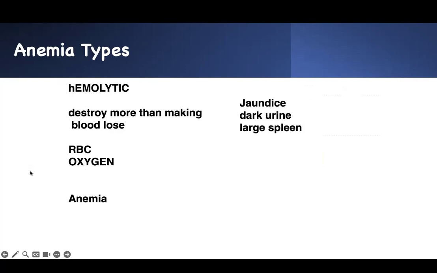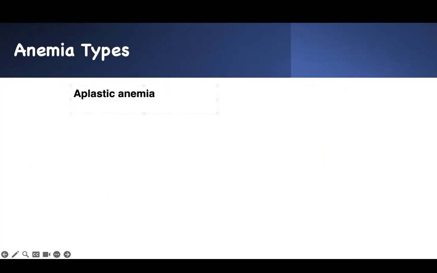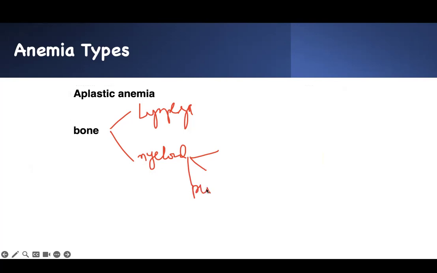The next one is aplastic anemia, but it's not actually just anemia. Whenever you hear about aplastic anemia, think about bone marrow. The bone marrow has two cell lines. We have cells of myeloid origin, and then we have some of lymphocytic origin. The myeloid ones will give you platelets, red blood cells, and white blood cells. The others give you lymphocytes, right?